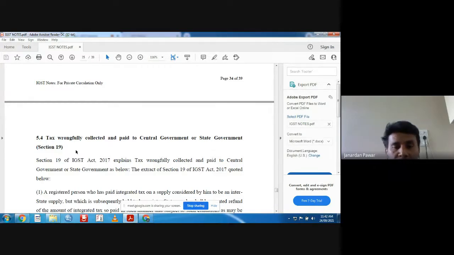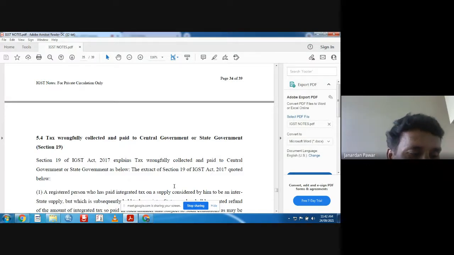If the amount of tax is wrongfully collected by the authority, and if it is paid to the central government as well as state government, there is a certain provision made for cancellation of the wrongfully done amount. This section is made to understand how it is wrongfully made and what sort of action will be taken against this wrong collection. So this section is named: tax wrongfully collected but paid to central government or state government.